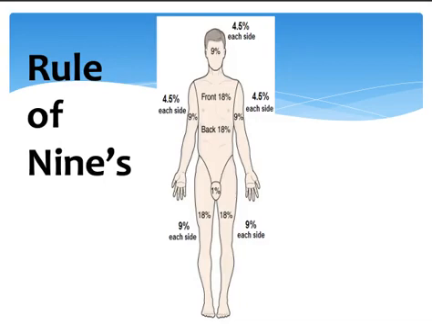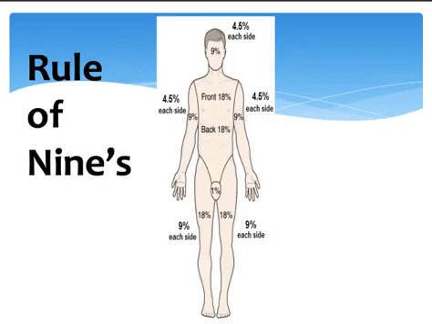And then the same thing for the back. If it said posterior trunk, then that's going to count for 18%. So then let's look at our arms. Each arm all the way around counts for 9%. Each arm is 9%. So my right arm is 9, my left arm is 9.